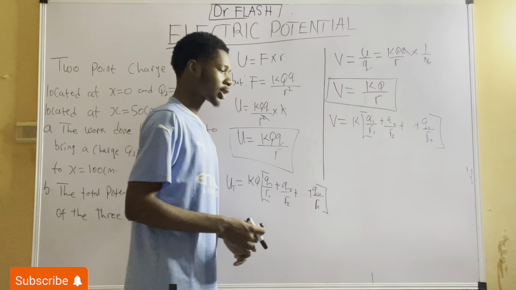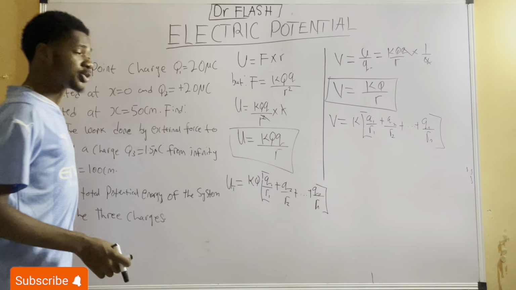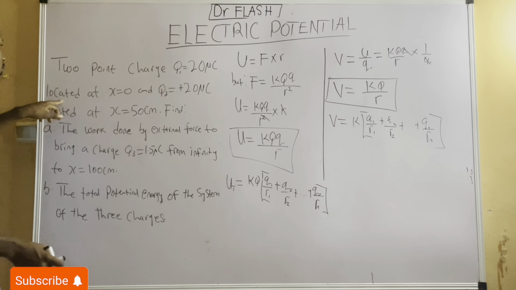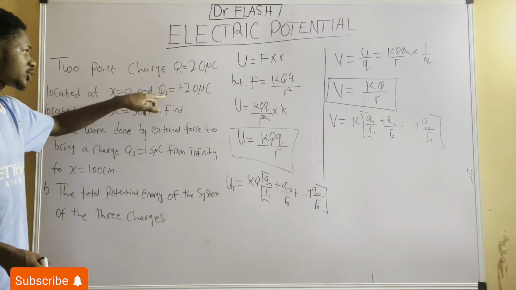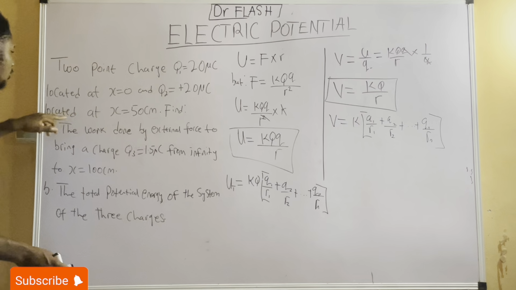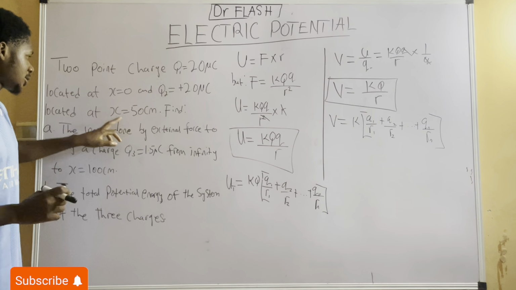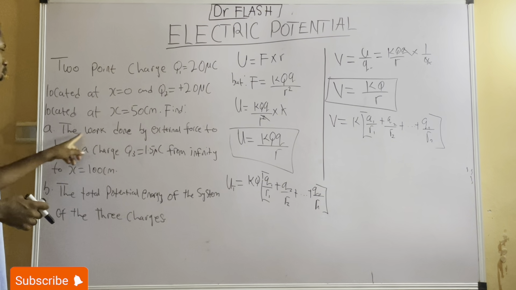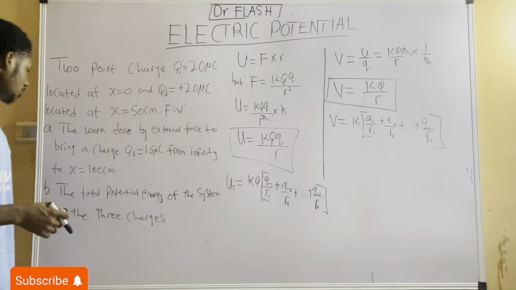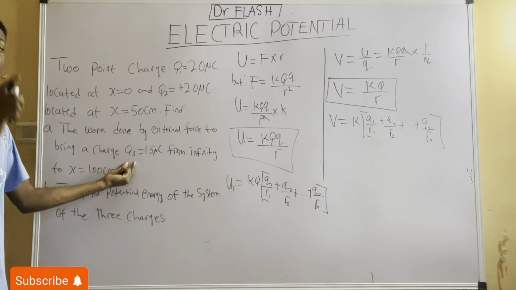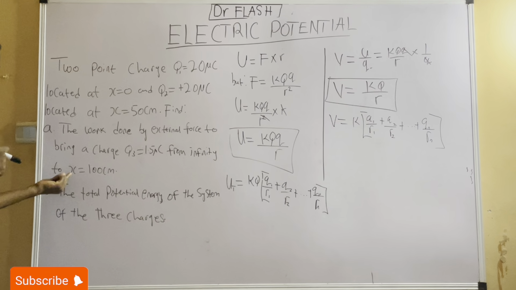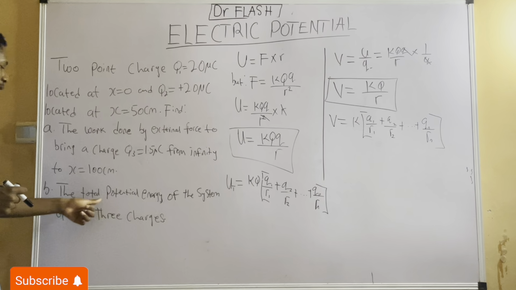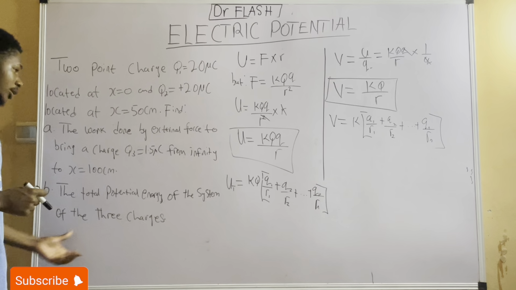It is quite easy. Now next we're going to be attempting this problem on the board, which is: two point charges, Q1 of 2 microcoulomb located at point x equal to 0, and Q2 of plus 2 microcoulomb located at x equals 50 centimeters. Find option A, the work done by an external force to bring a charge Q3 from infinity to a point x equals 100 centimeters. And the other question says, find the total potential energy of the system of the three charges.